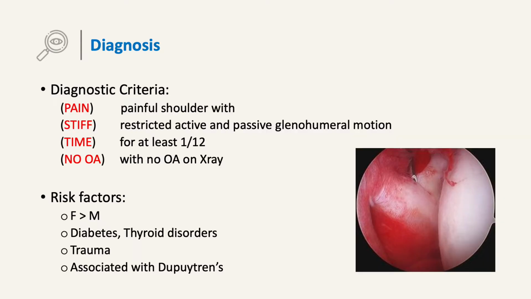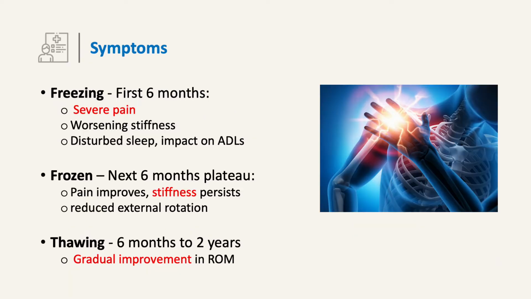The diagnostic criteria for adhesive capsulitis is a painful, stiff shoulder for at least 1 month with no osteoarthritis changes on X-rays. This is loss of joint space, osteophytes, subchondral sclerosis, subarticular cysts. There are some risk factors, which involve being female, diabetes, thyroid disorders, trauma, and Dupuytren's, so generally autoimmune conditions.